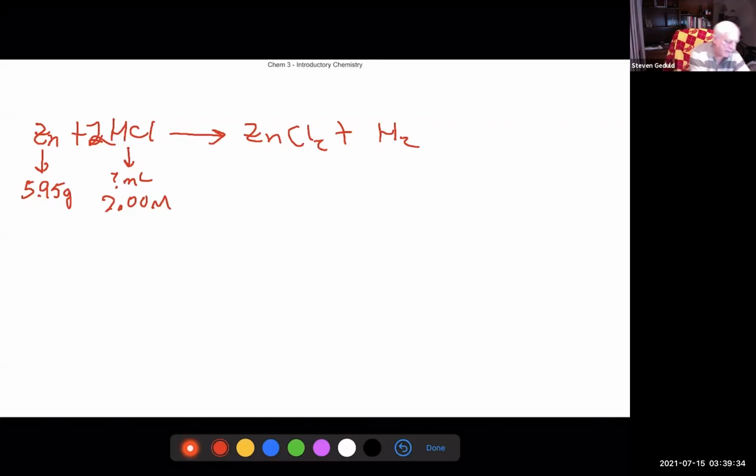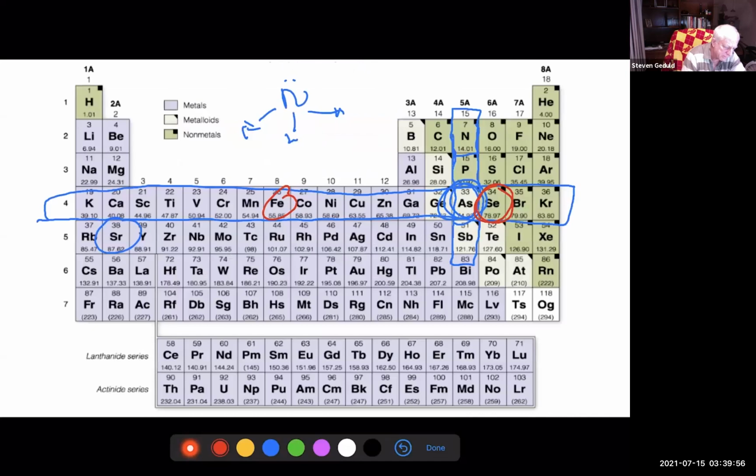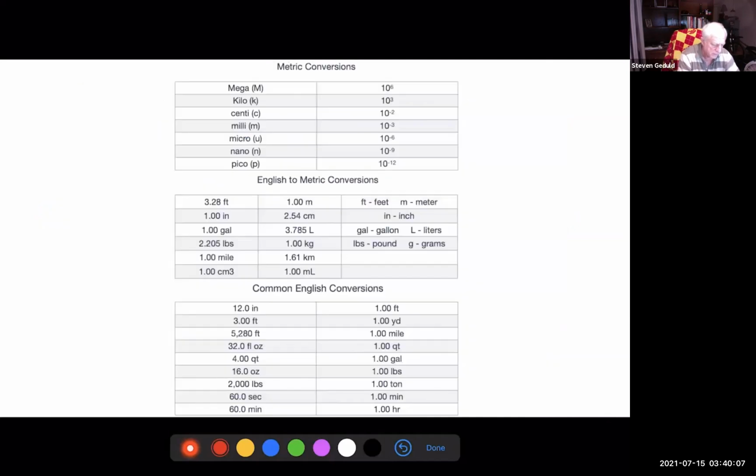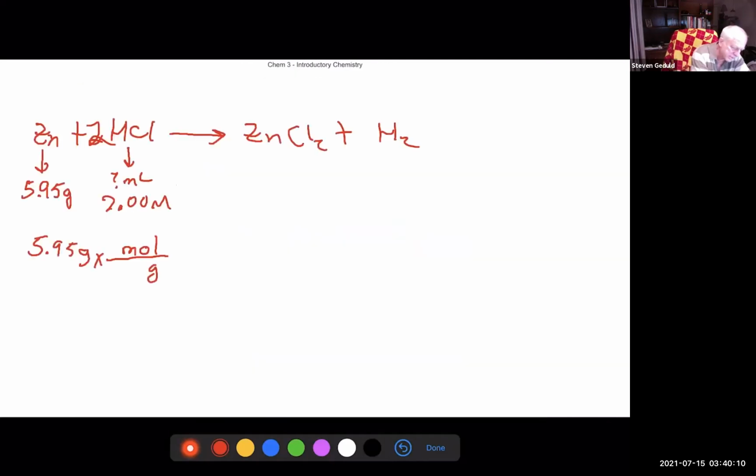Okay, so we're starting with 5.95 grams of zinc, and we have to convert that into moles. Zinc is 65.4 grams per mole. Now we're in moles, so now we go from moles of zinc to moles of hydrochloric acid. We have one mole of zinc to two moles of hydrochloric acid.